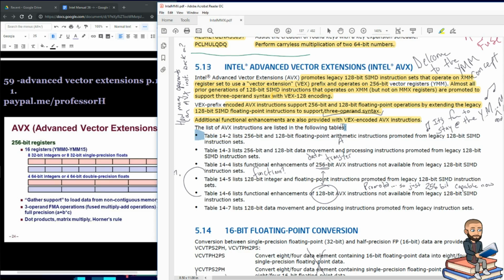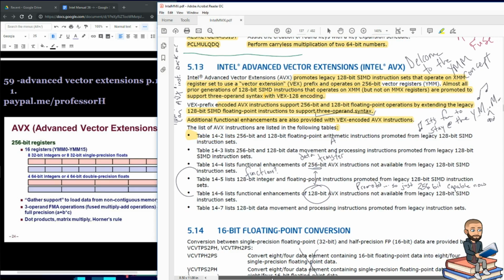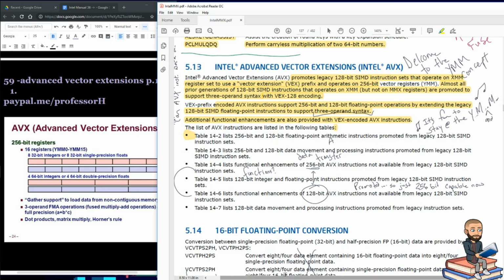Oh, and don't forget to check out my joke over here, since I'm so excited to move into the AVX section. It's fun to stay at the Y, M, and M.